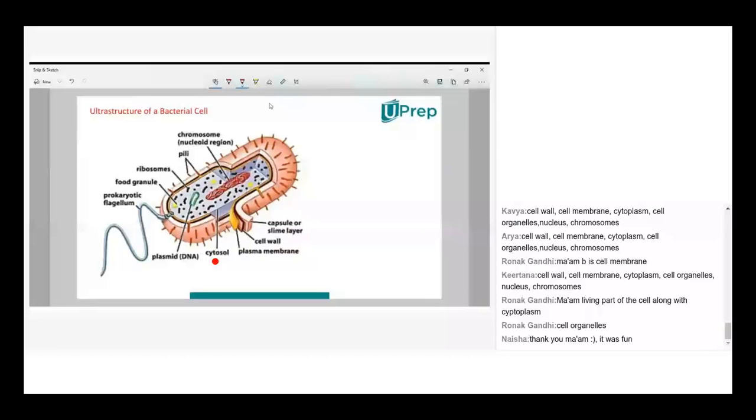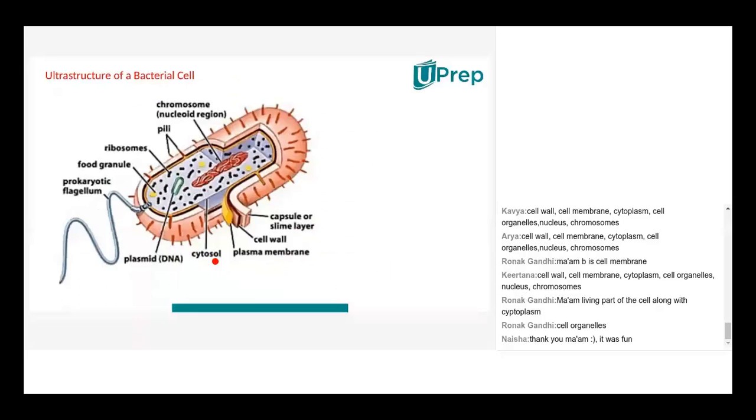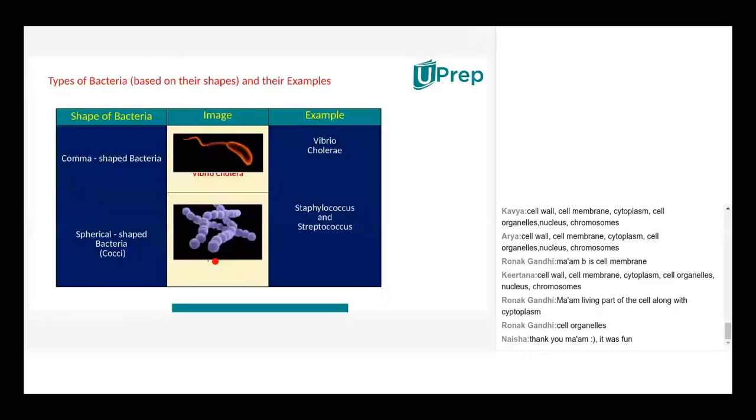Bacteria have different shapes. They may be rod-shaped bacteria. They may be comma-shaped bacteria. They may be circular bacteria. And some bacteria are even spiral-shaped. So based on that, the bacteria will be given names, the terminology of bacteria. So that all depends on the shape of the bacteria. I'm going to show the slide where you will find different names of bacteria and these shapes.